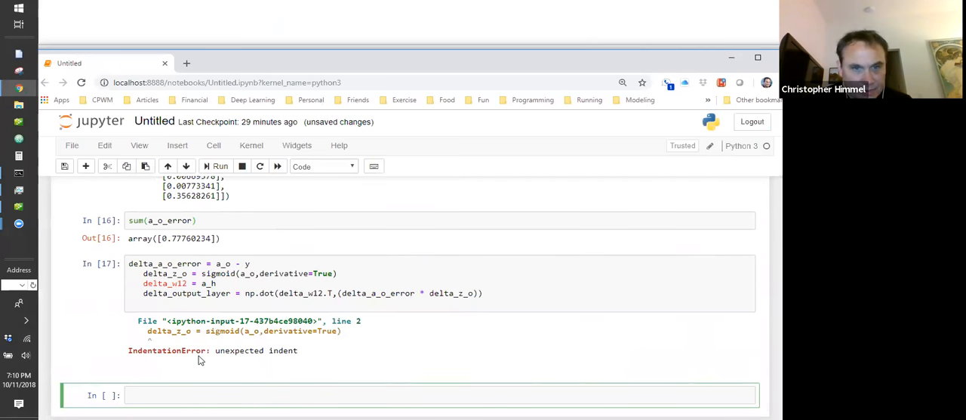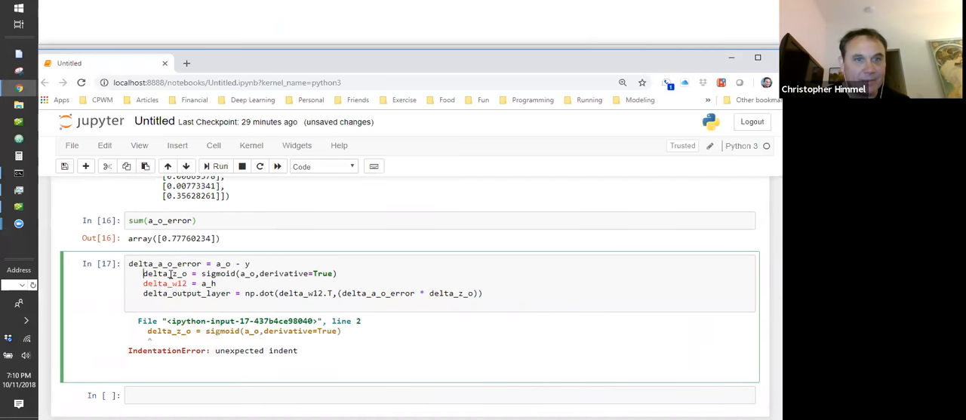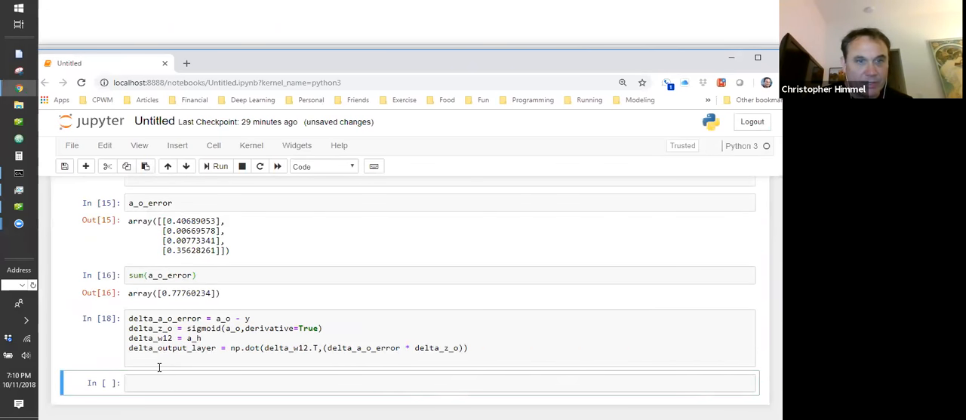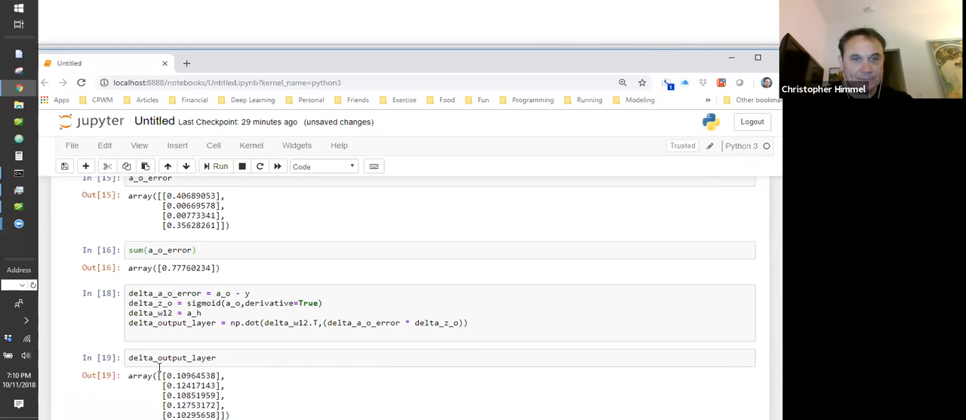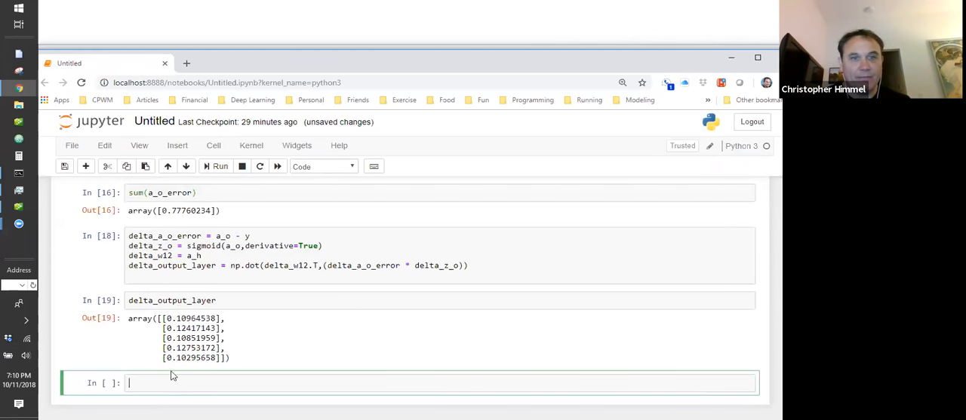Okay, I got errors, unexpected indent, because Python is finicky about our indenting. One of the reasons why it's so nice. So let's see what our delta output layer looks like. Okay, we got 5 of them because we have 5 weights. So each weight has a different contribution to the error on the output.